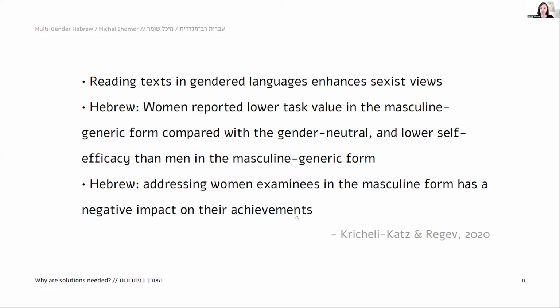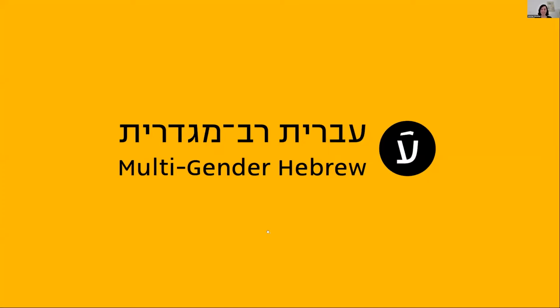Now, these are some of the challenges that we have in the Hebrew language, and there are different solutions to address these challenges, and some of the solutions are common also in other languages, such as using a slash or a dot between the ending of the feminine form and the masculine form, or using both forms together. And right now, I'm very, very excited and happy to introduce to you another solution that I developed, another suggestion to address this challenge, which is called multi-gender Hebrew. In Hebrew, it's Ivrit Rav-Migdarit.